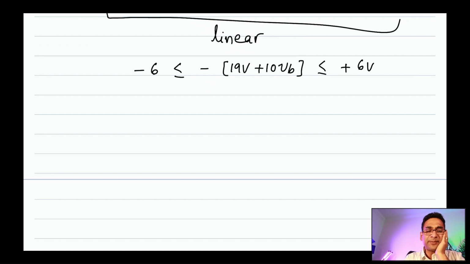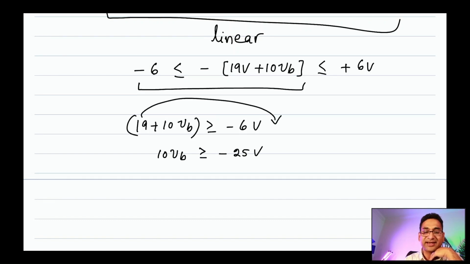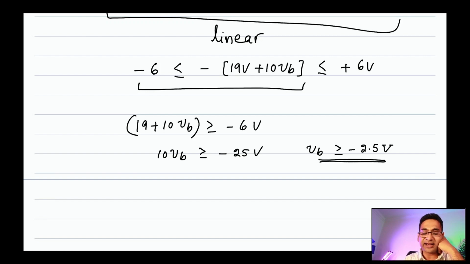Let me take these inequalities one at a time. Negative 19 plus 10 times VB should be greater than or equal to negative 6 volts. So 10 times VB is greater than or equal to negative 25 volts. I'm taking 19 to the other side, it becomes negative 19. So that's one condition.